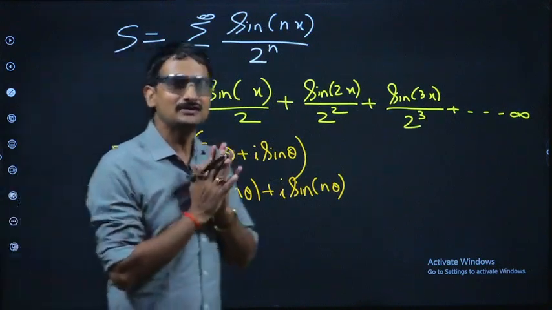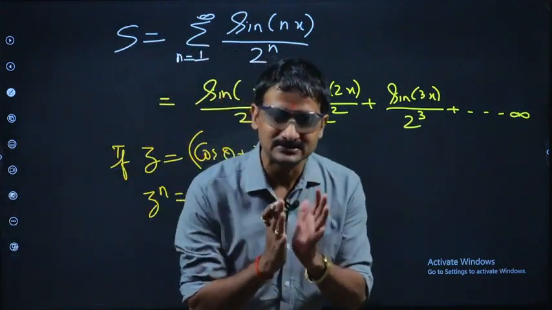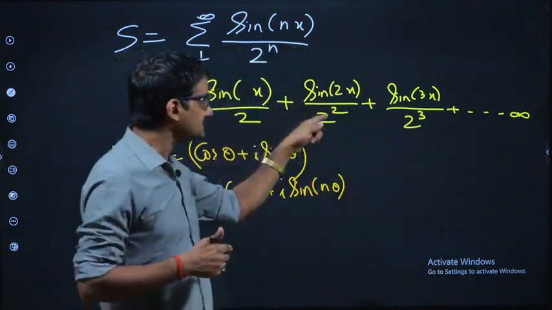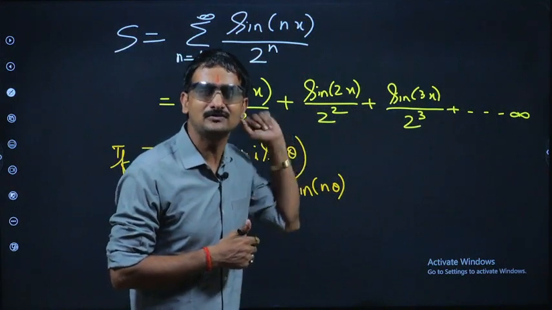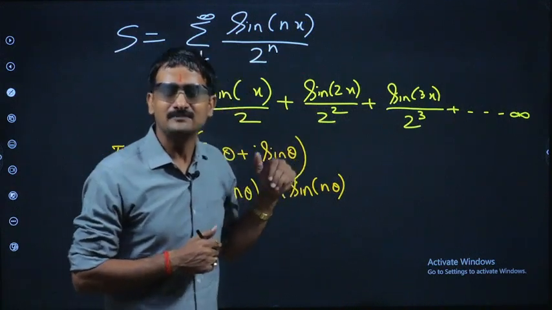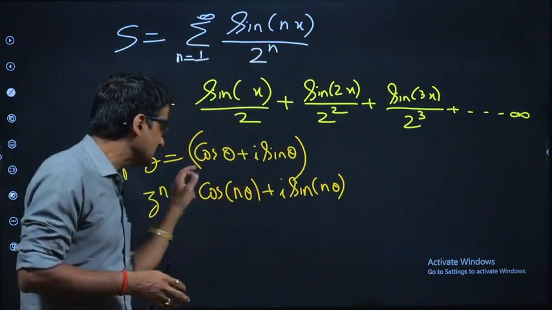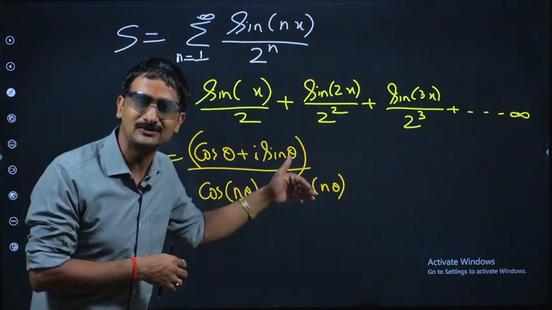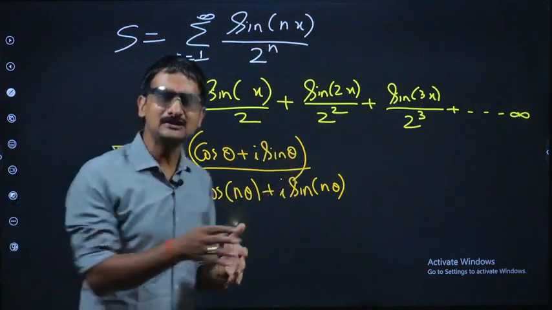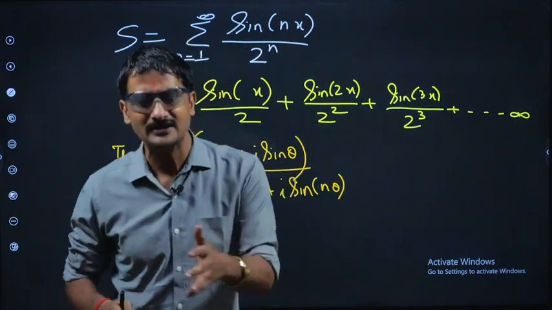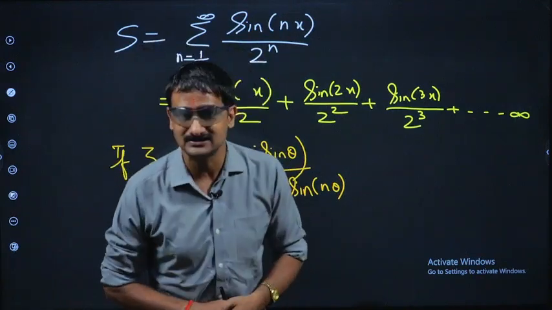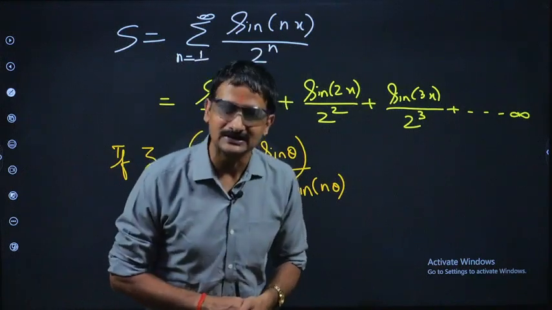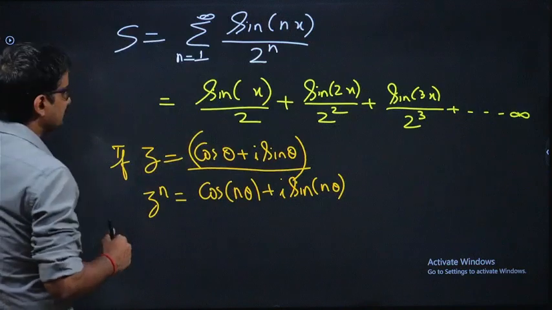Okay, so what does that mean? That means if I consider something of the form where the power increases as the power of the denominator is increasing, and then if we equate the real part and the imaginary part, we stand a chance that we will be able to get it. Okay, so now let's try it.